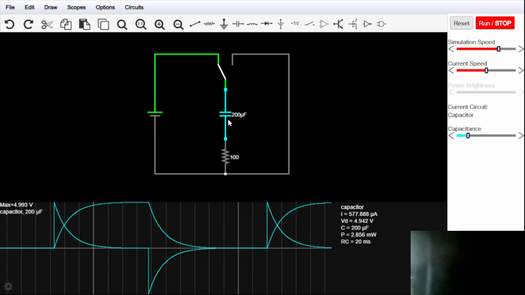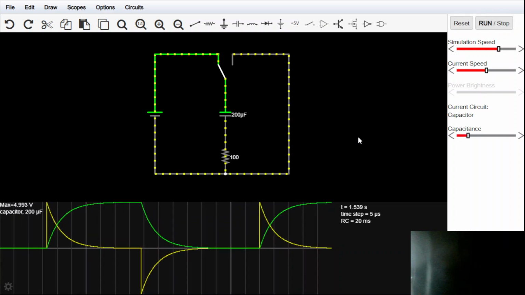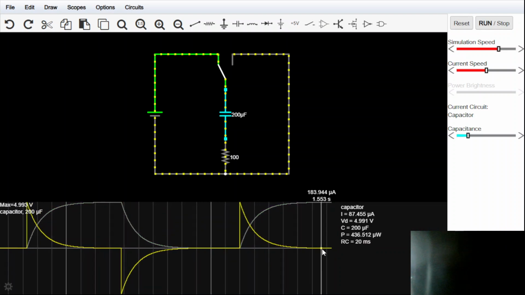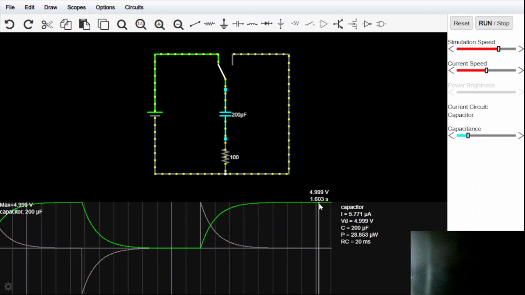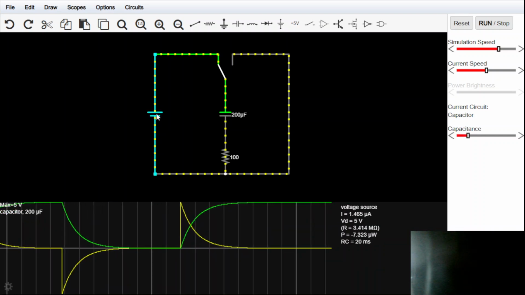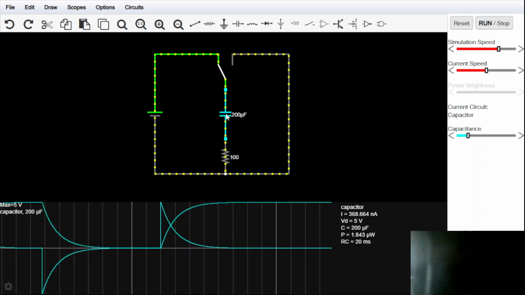There is a difference of voltage across the capacitor. All right. So if we continue to run this, notice that eventually the current is going to reach zero, and the capacitor is going to hold the full value of the power supply, and it will stay there.